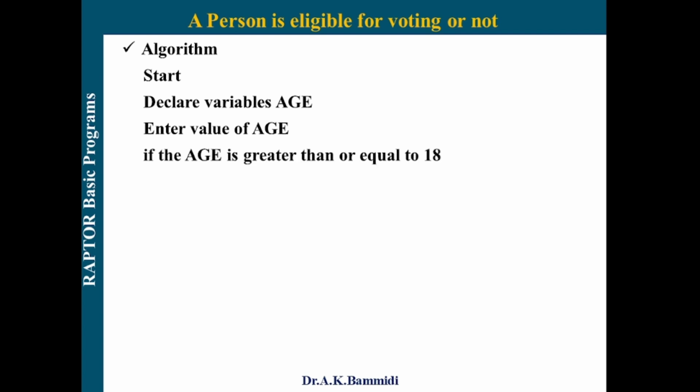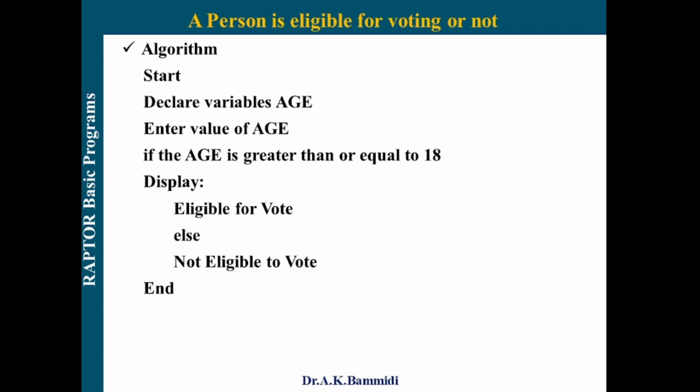The same thing we will implement in the algorithm. If the age is greater than or equal to 18, display eligible for vote, else not eligible for vote. With this the algorithm comes to an end. The same thing we will implement in the Raptor tool now.